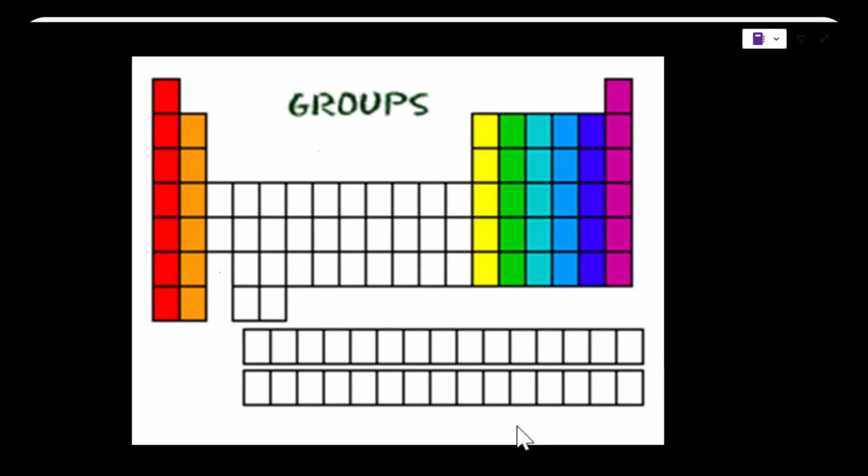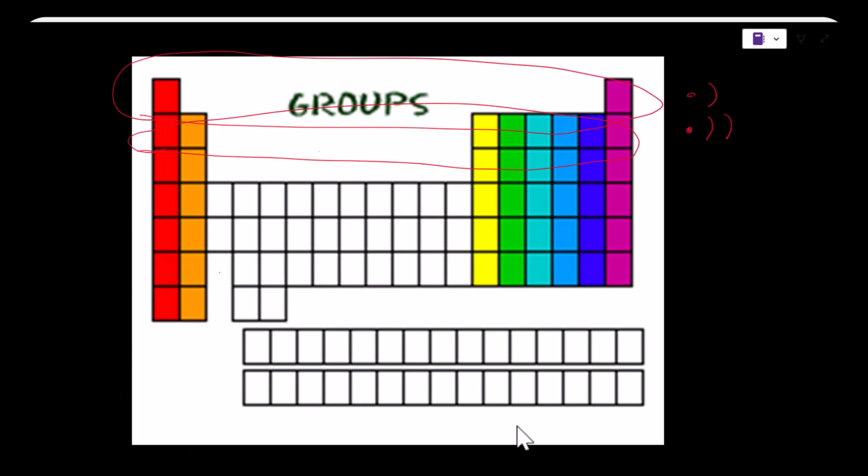We said that the elements that are horizontal on the periodic table are periods, where every element in that period will have the same number of shells. Period 1 has one shell, period 2 has two shells, period 3 has three shells. We describe the groups on the periodic table as having elements that all have the same number of valence electrons, or the same number of electrons in the outermost shell.